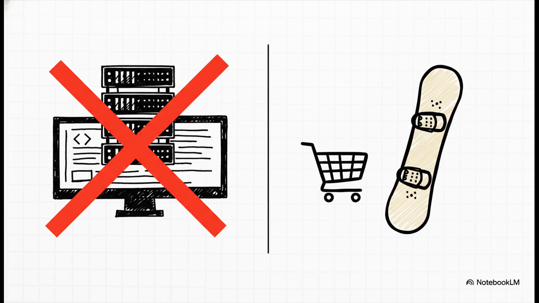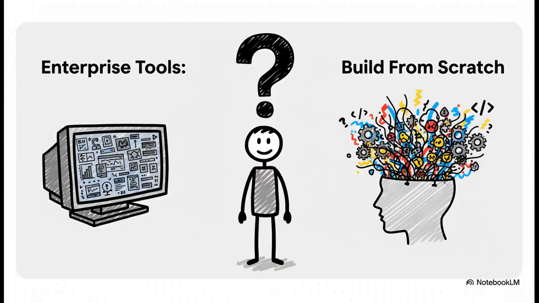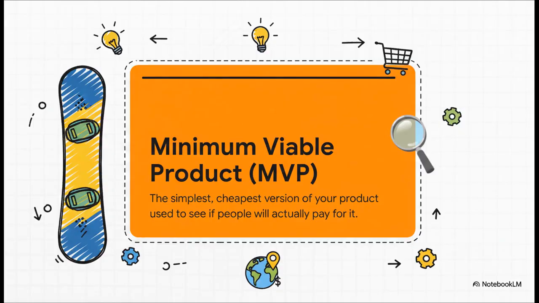That was the dream. But he immediately ran smack into a giant wall. I mean, just imagine the terrible choices he had back in 2004. On one side, you had these just awful, clunky enterprise tools. They were these unusable monstrosities. On the other side, you could build it all from scratch, which was an absolute technical nightmare. So your choice was basically ugly and clunky or impossibly complex. Not great.